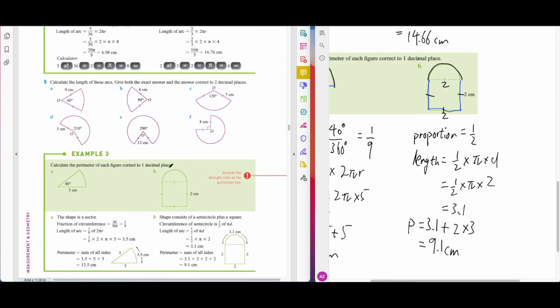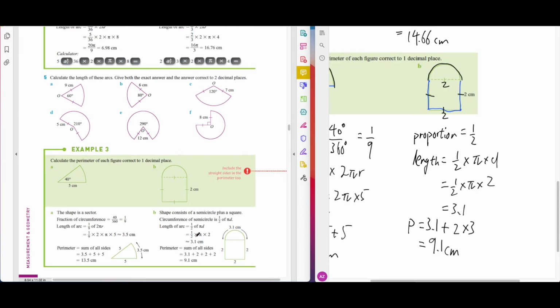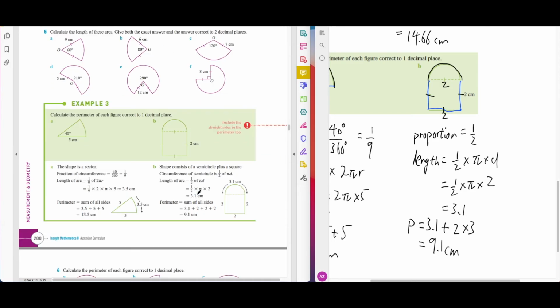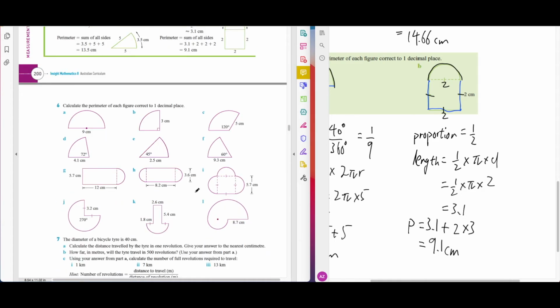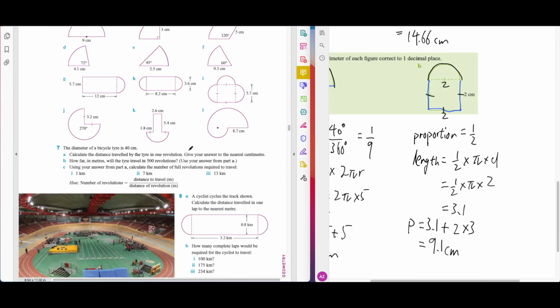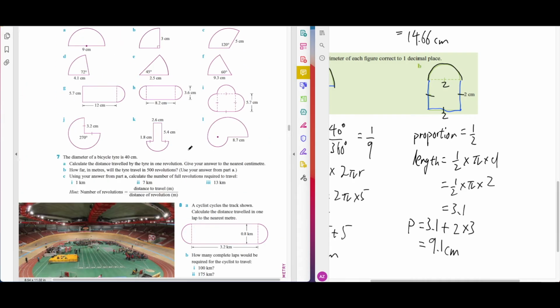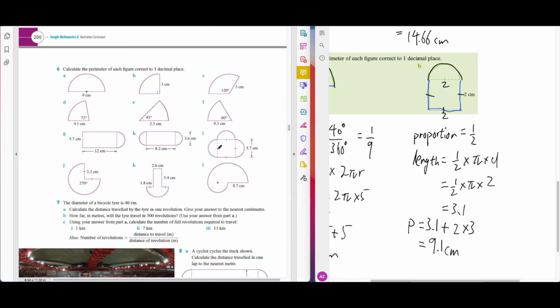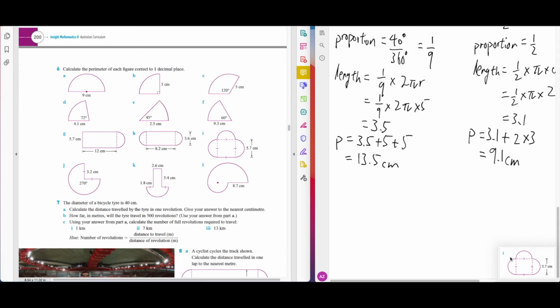Let's check the answers. 9.1 centimeters, right? So with these questions, you have to be a bit more patient, as some of these questions can take quite some time. So I'm just going to pick some of these questions and do it. And like I said, these questions are going to be a bit challenging. So just please take your time. Okay, so I'm going to do question, say, the I. Question I is going to be a bit challenging, but we'll see.